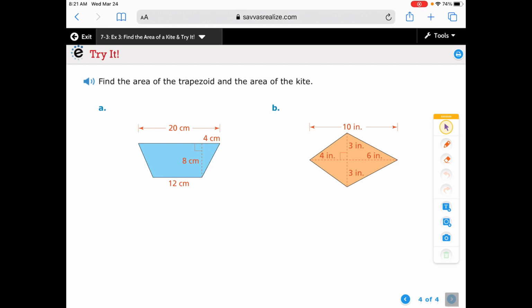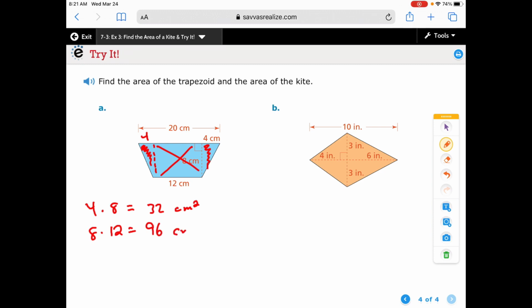Right here it says find the area of the trapezoids, and the area of the kite. So what we're going to do is do this. We know that that's 4, this is 4. So for this part and this part, we're going to do 4 times 8, which equals 32. Now normally we would cut this in half, but because there's 2 triangles, it's not really necessary to do that. And then we'll do this part, which is 8 times 12, which is 96 centimeters squared. We add that together, and it's 128 centimeters squared.